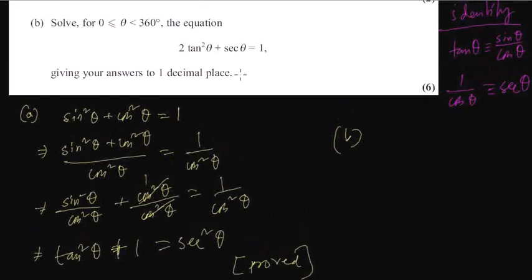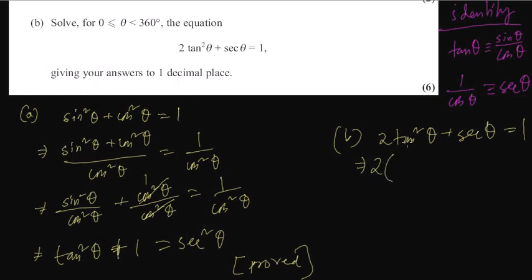Now we have to solve this equation. If you remember, in the previous sum we proved an identity. Here it's in degrees, and 360 degrees is not included, less than that. Remember, most of the time C3 is about radians, so this is an exceptional sum, it's in degrees. So 2 tan squared theta plus sec theta equals 1. Now we can convert this using the identity we just did.